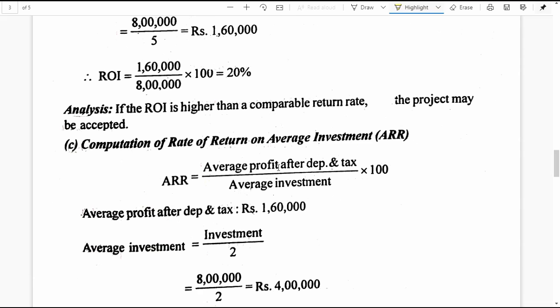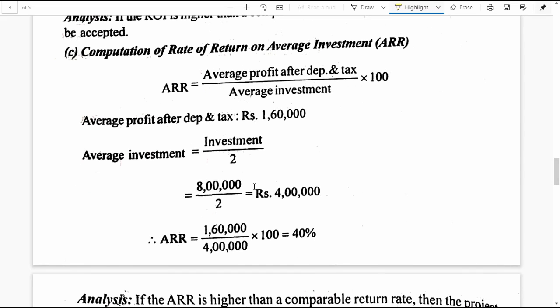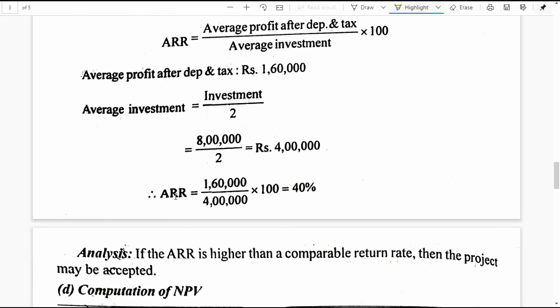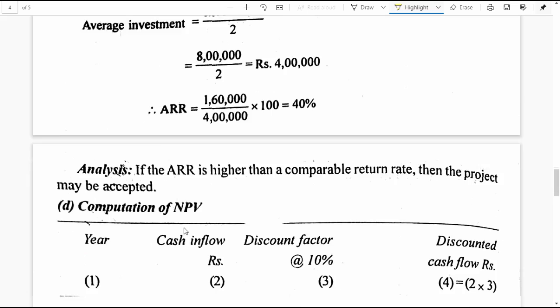Computation of rate of return on average investment. The formula is what? Average profit after tax divided by average investment into 100. The average profit after tax of 1,60,000 has already been calculated. Let us now calculate the average investment. What is the formula in this situation for calculating average investment? Investment divided by 2. It gives us 4 lakh rupees. So accounting rate on average investment is 1,60,000 divided by 4 lakhs into 100. It gives us 40%. The analysis is what? If ARR is higher than a comparable return rate, then the project may be accepted.